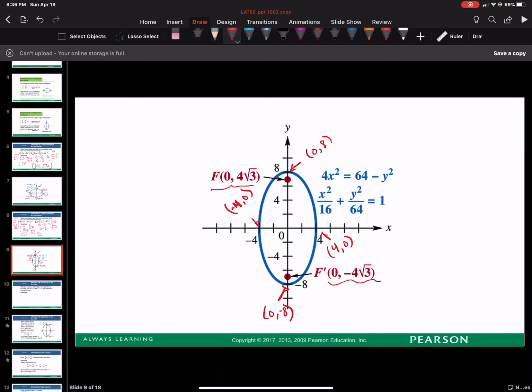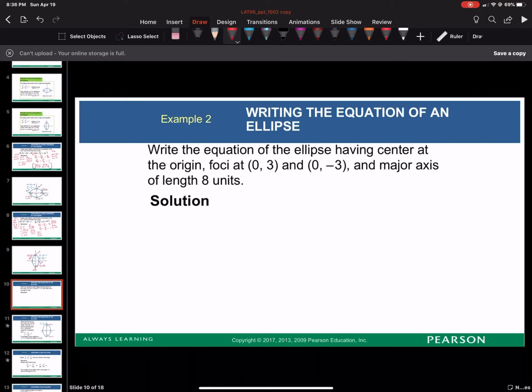So let's look at something. It said write the equation of the ellipse having a center at the origin and foci points of 0, 3 and 0, -3, and a major axis of 8 units. Now it gives us a few things, right? They give us C. They usually don't give us C, right?